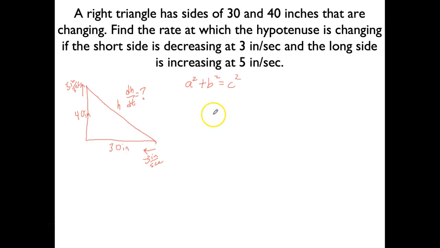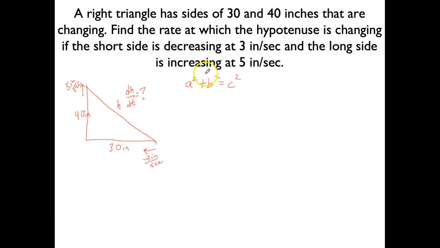Okay, step 3. Is anything not changing? Well, this is changing. The 40 is changing. It's increasing at 5 inches per second. The 30 is changing. It's decreasing at 3 inches per second. And if those two things are changing, then this definitely means that the hypotenuse would be changing as well, which is what we're going to be looking for, right? Okay, so step 3 we can skip.